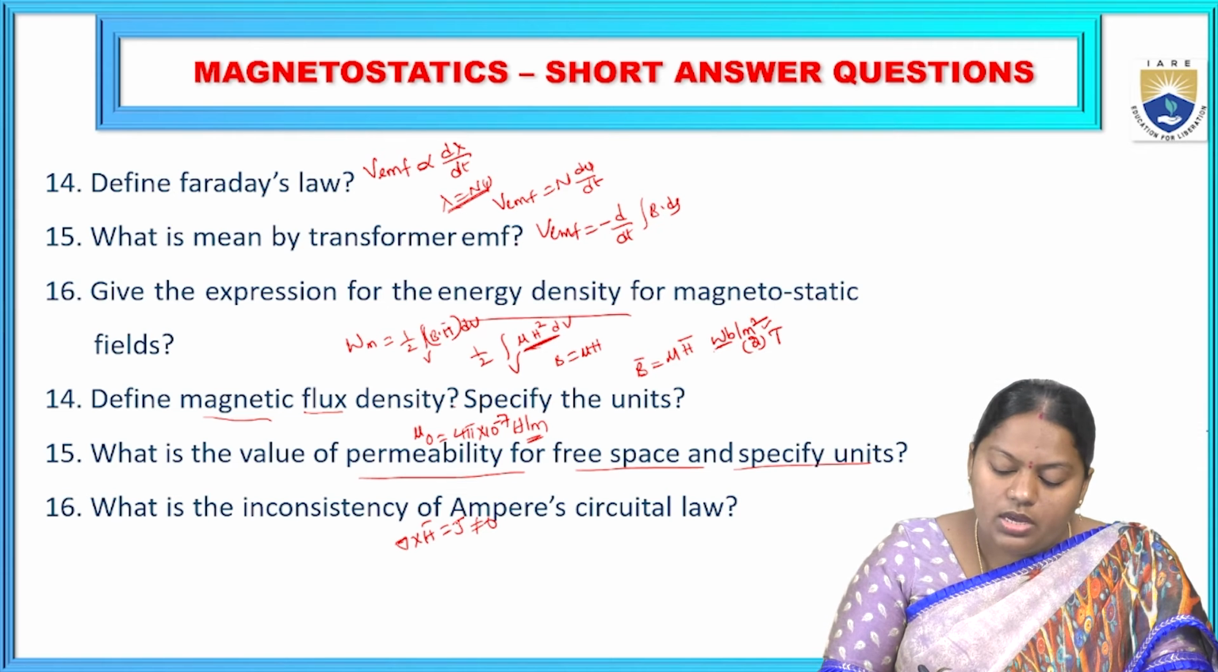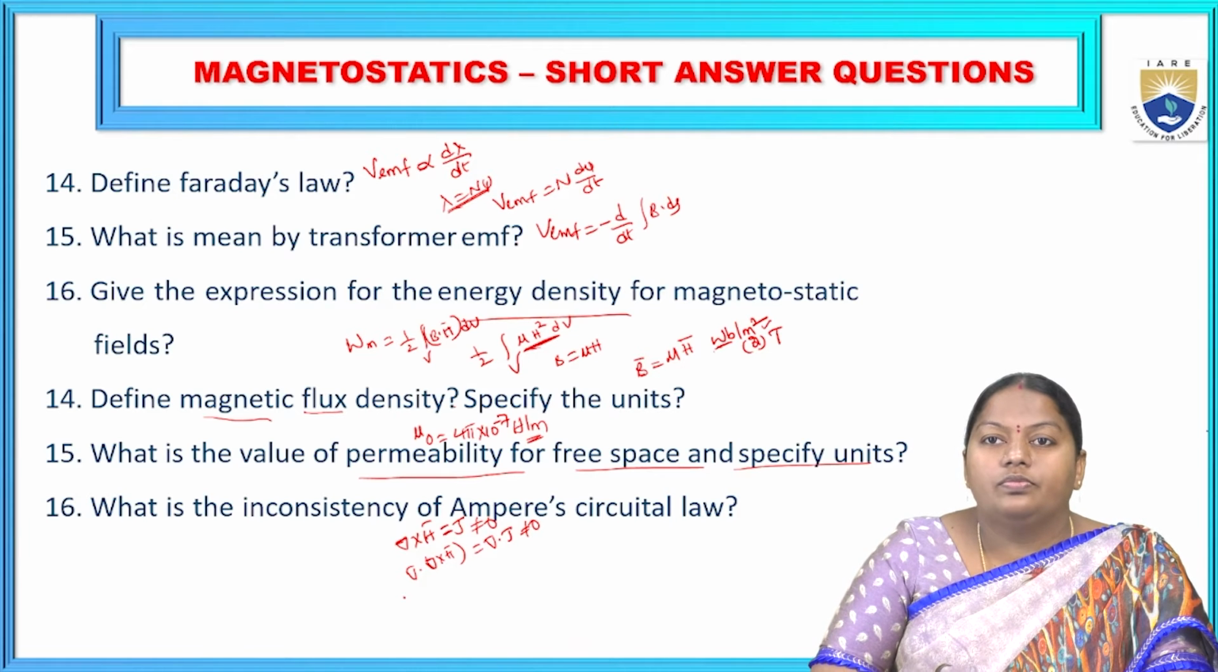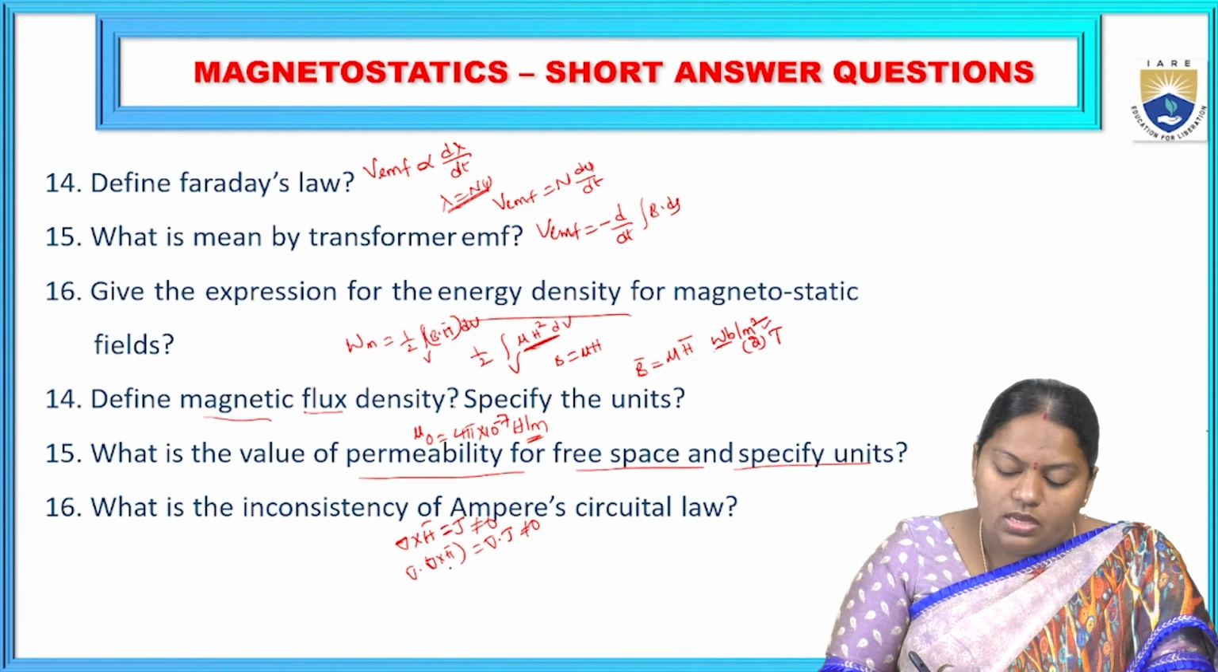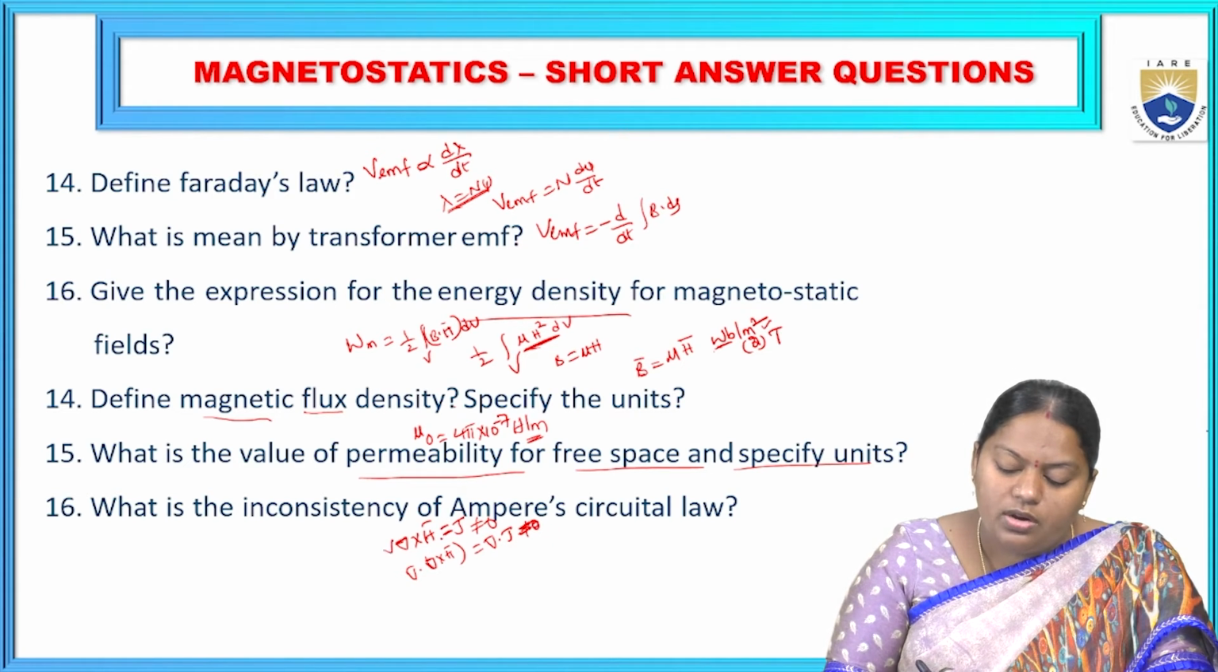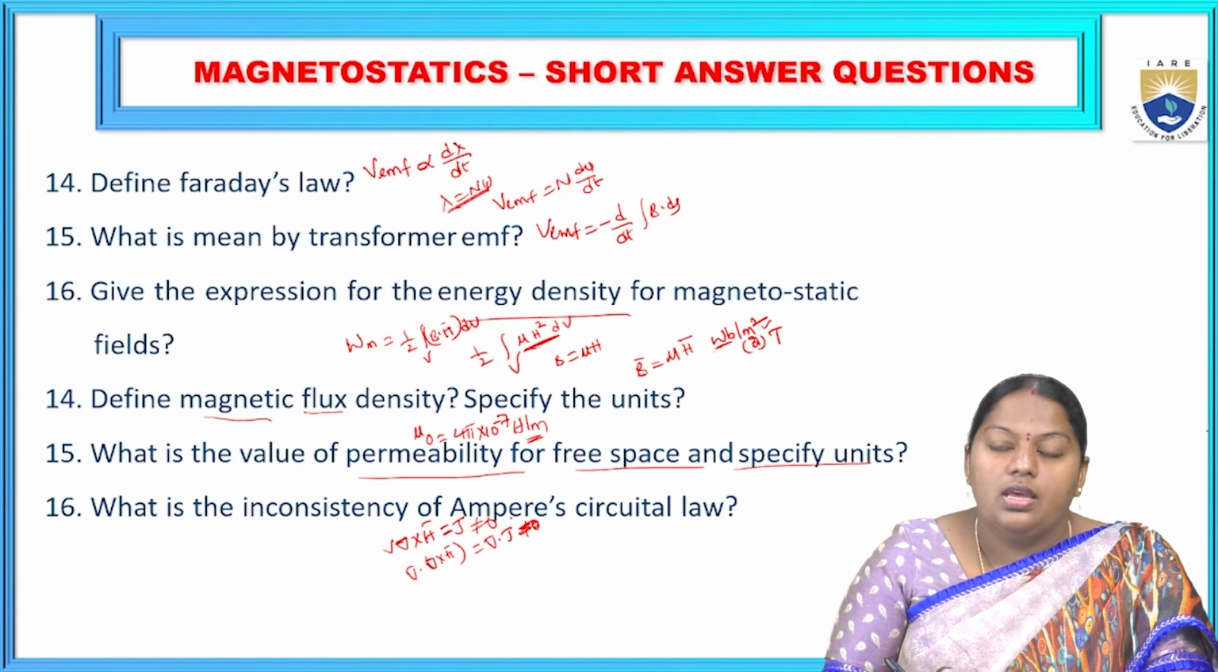But according to J, if you apply divergence on both sides of this one, del dot del cross H bar is equal to del dot J, which is not equal to 0. If this one is equal to 0, then del dot J bar should be equal to 0. But according to this formula, del cross H bar is equal to J, which is not equal to 0.